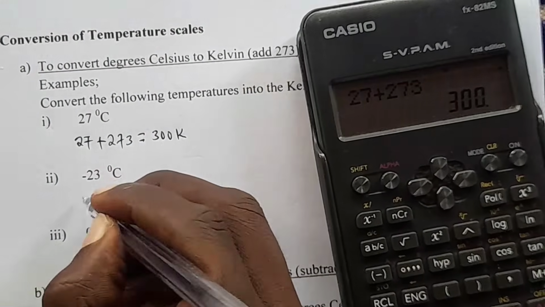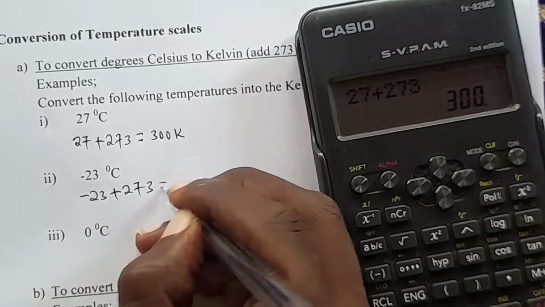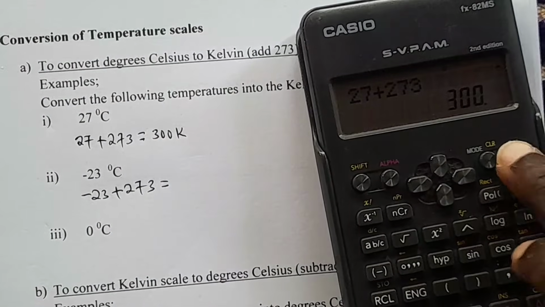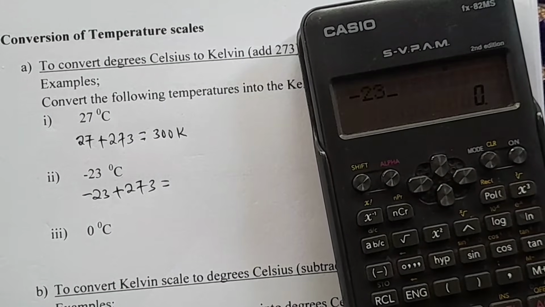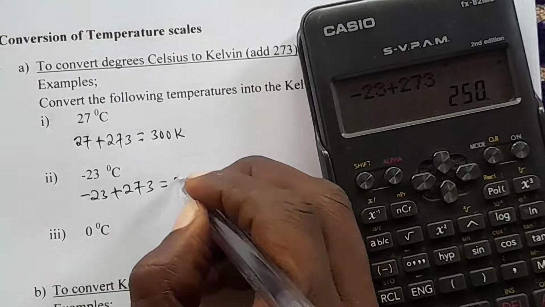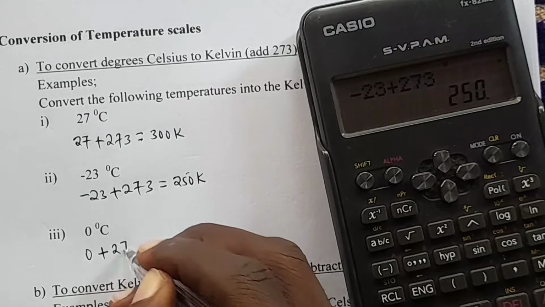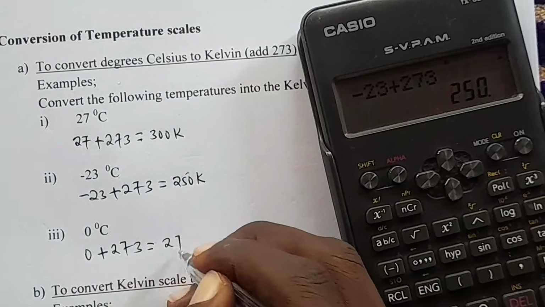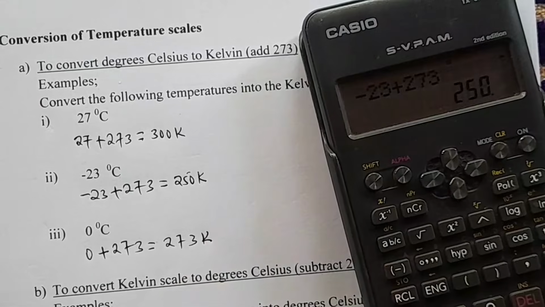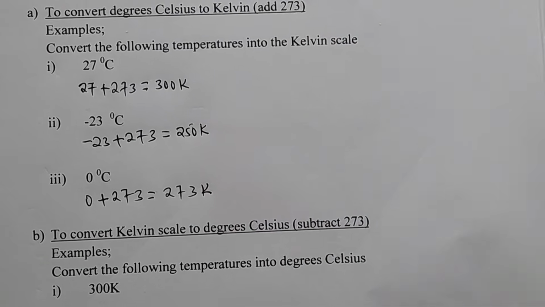If I'm given minus 23 degrees Celsius to convert into Kelvin, I only add 273. So minus 23 plus 273 gives 250 Kelvin. If you have 0 degrees Celsius, we only add 273, so we get 273 Kelvin. So we are done converting degree Celsius into Kelvin.